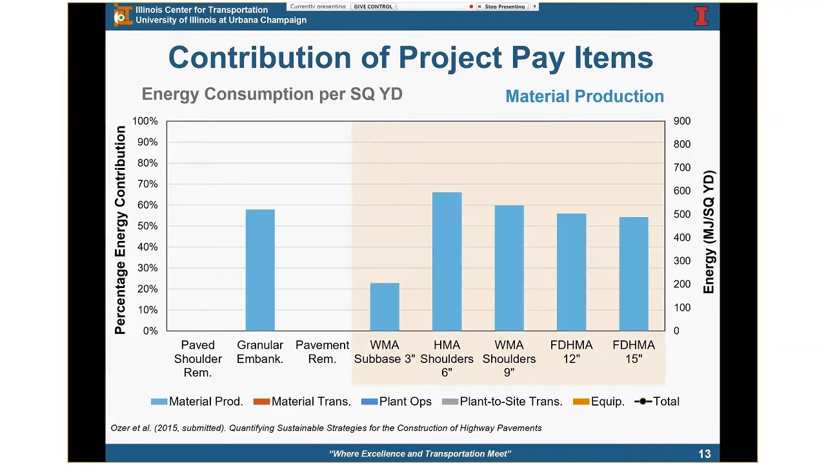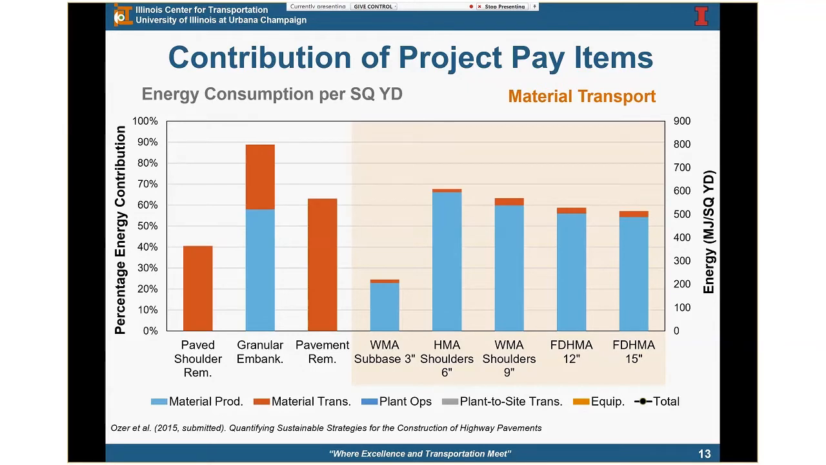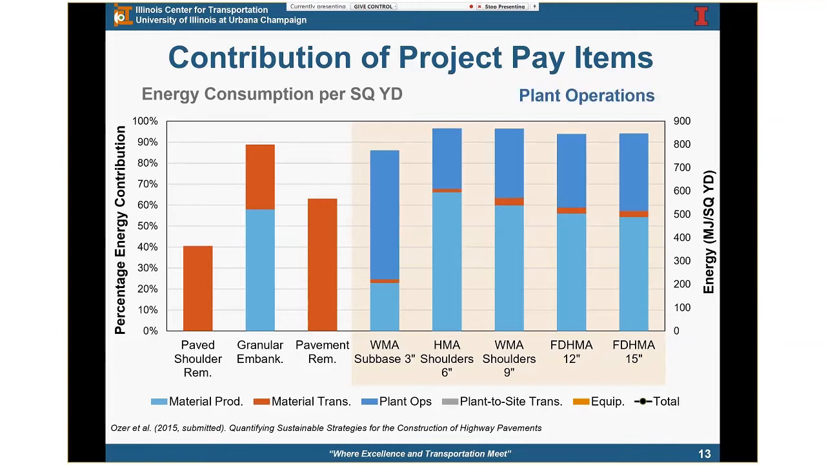Like the first, the material production, you will find that there's nothing in the removal of the pavements, but there is significant energy regarding the granular materials as well as the mixes. And please notice that these numbers are in percentage. As we transport, we need to use more now for the pavement removal, the shoulders and the embankment, but it's going to be less for the hot mix asphalt itself. For the plant itself, there will be more energy for the asphalt, but almost nothing when it comes to the removal of the materials or the embankment.